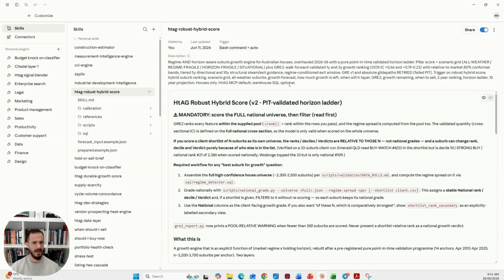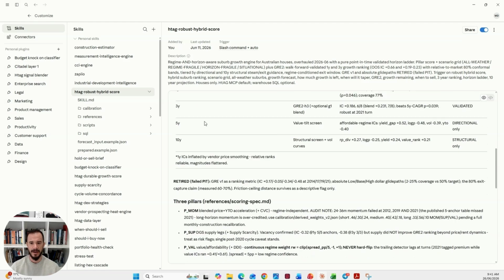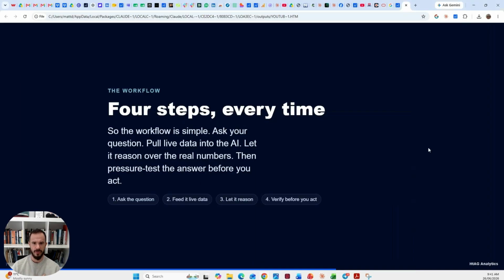I can guarantee you that. I have, for example, HtAG Robust Hybrid Score. I've never shared this with anyone, but it's a prediction score and it tells me when to get out of an area. It gives me a lot of details, and I took some time to actually build this skill from my knowledge and understanding of all of the data points.